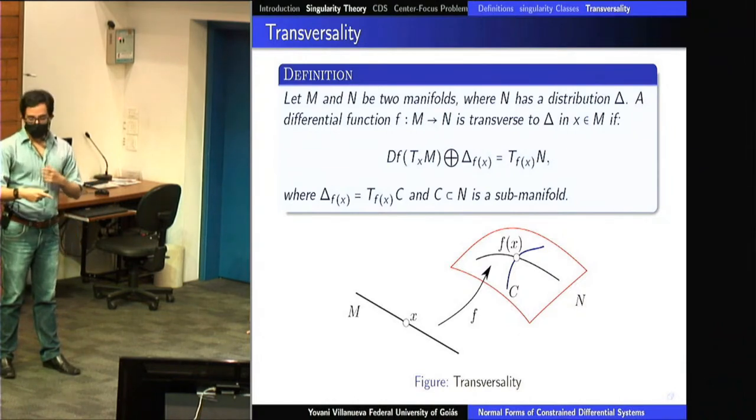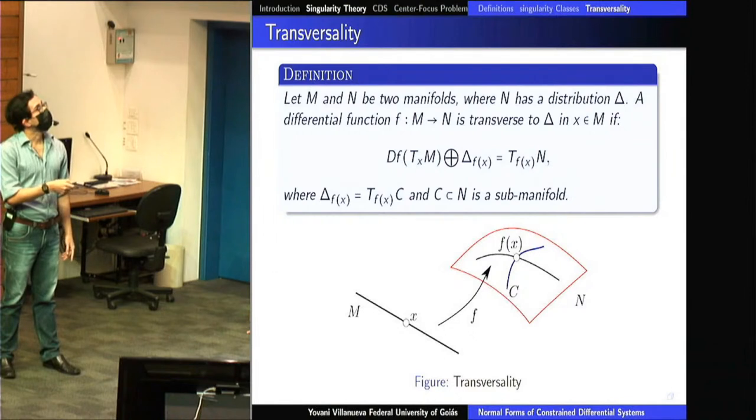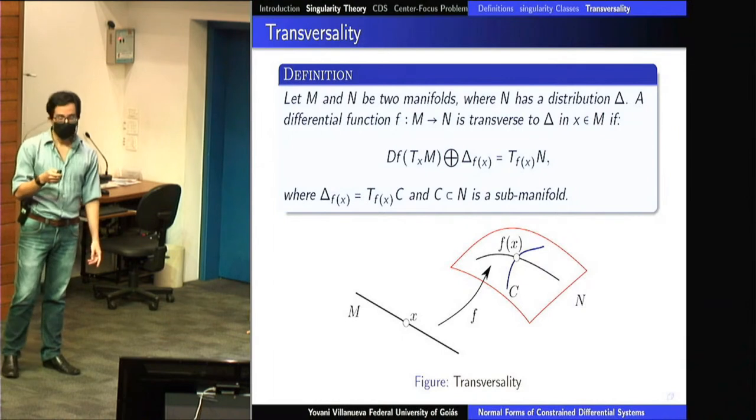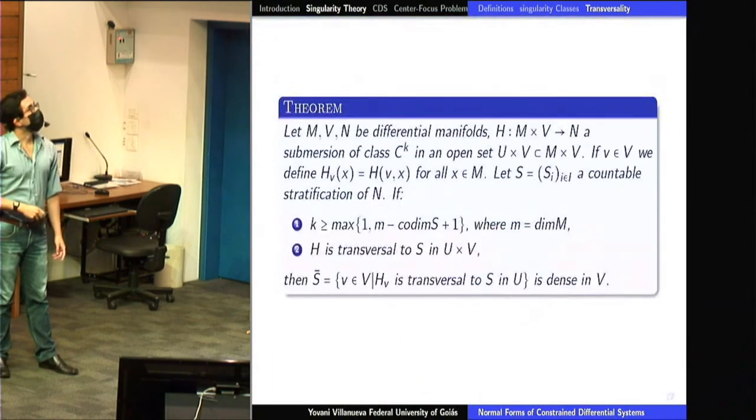But we get a vector which gives us that line, and the other curve is C, which is over the manifold N, and we can see that the two tangent vectors can generate the whole plane, which defines the tangent space of N. Well, that is an example of transversality.